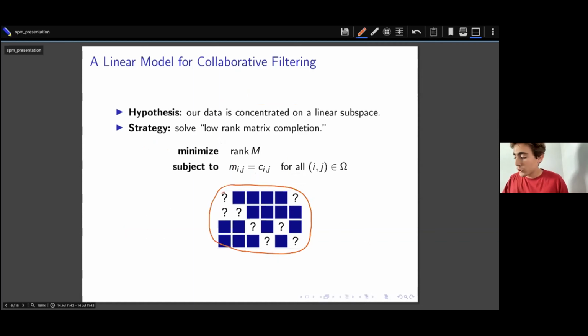Then our strategy is to try to choose these missing values so that the rank of the matrix we get is minimized. And it can be argued that this is a good idea. If this matrix is low rank, if it has many columns, if we're observing enough entries, and if the entries we're observing are generic in a precise sense, then matrix M will be recovered as the unique solution to this minimization problem.